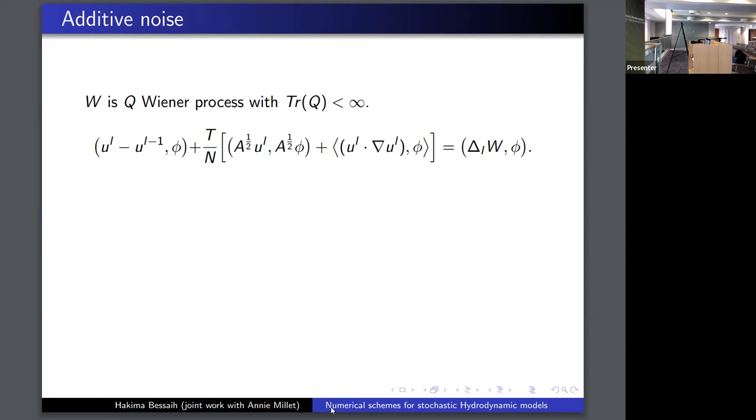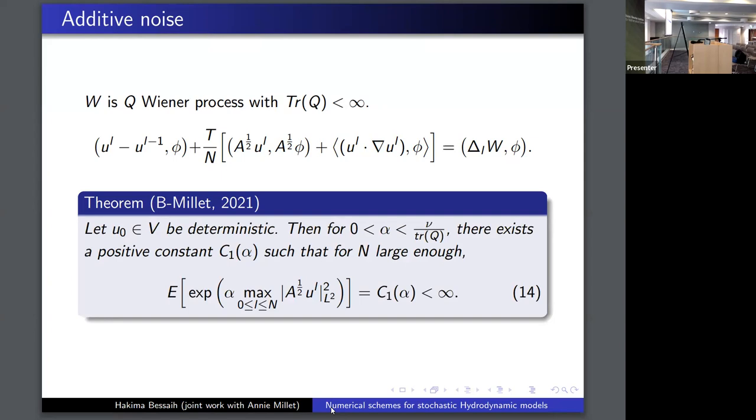So let me come back to the equation. In the case of W, let's say, for example, it's a Q-Wiener process of trace Q, just to make it work. And then this is the equation, the fully implicit one, as I wrote before. Now the noise is really additive, and it's colored in space, of course. By the way, for this equation, what we were able to do, something nice, is to prove some kind of exponential moments for the discrete solution, which is not simple.